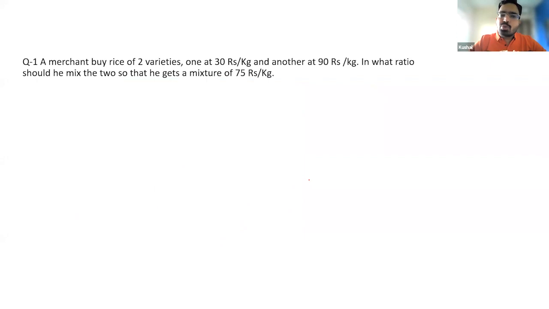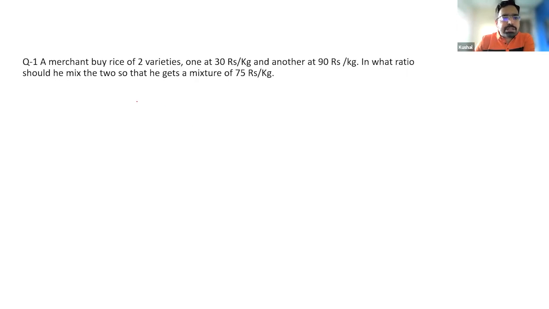A merchant buys 2 varieties of rice, one at 30 rupees per kg, another at 90 rupees per kg. In what ratio should he mix the two so that he gets a mixture of 75 rupees per kg? Now, please understand this. I'm not giving you time to solve this, and of course, the question is pretty easy. What I want you to understand is how to apply surplus and deficit on this particular question.